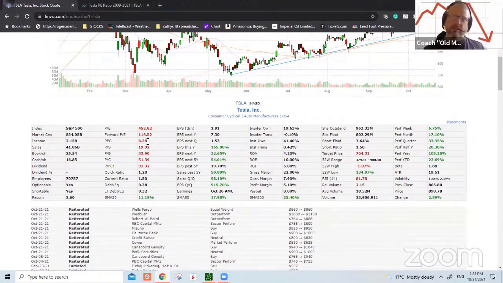Well, what does that mean? Well, the whole point of a PEG ratio, basically, I'll give you the formula. It's PE ratio divided by growth rate, okay? All it is, is a company's value while including expected earnings growth. Now, I do want to caution you there.